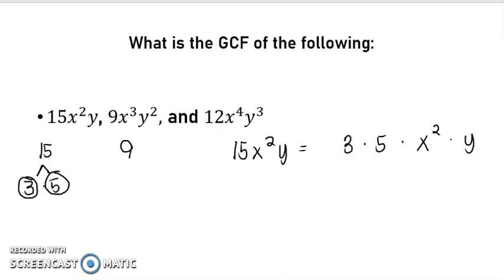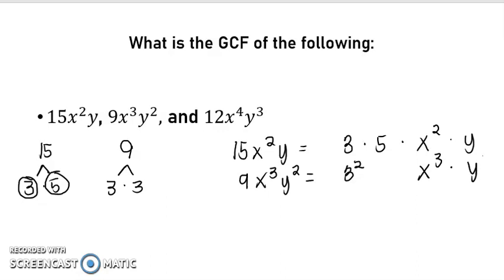Next is 9. Prime factors of 9 are 3 times 3. Okay, so if we have 9x cubed y squared, this is equal to 3 times 3 times x cubed times y squared. But in this case, I'll just write 3 squared since we have 3 times 3. Anyway, 3 squared is equal to 3 times 3. So, 3 squared times x cubed times y squared. And the last one is 12.